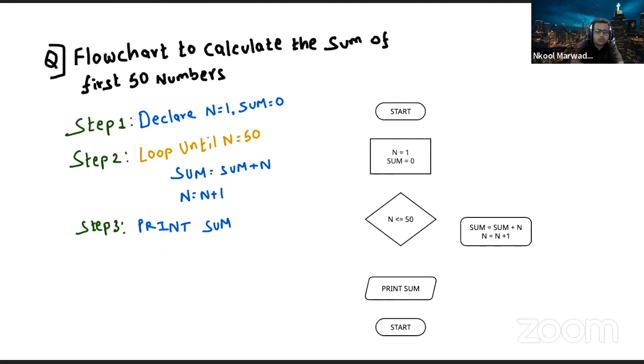So this is the flowchart, and let me introduce arrows. So I will start. N is equal to 1, sum is equal to 0. I will check whether n is less than or equal to 50. This is true because n is 1. This statement is true. So what I will do is that I will go to this logic.